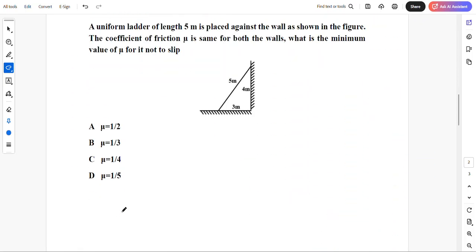Next problem you see. A uniform ladder of length 5 meter. We will think of this as a rod for the time being. A uniform ladder of length 5 meter is placed against the wall as shown in the figure. The coefficient of friction is mu, the same for both the walls. What is the minimum value of mu for it not to slip? This rod or ladder should not slip. What is the minimum value of mu you are supposed to calculate?